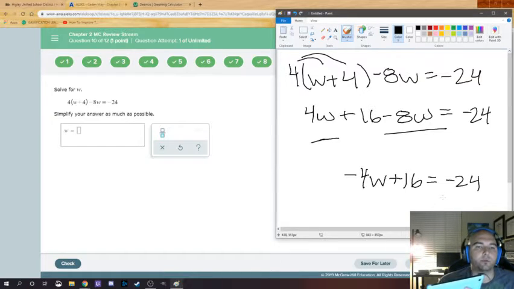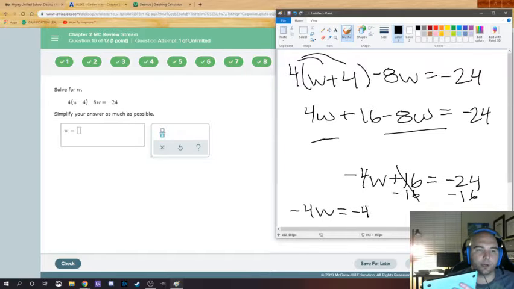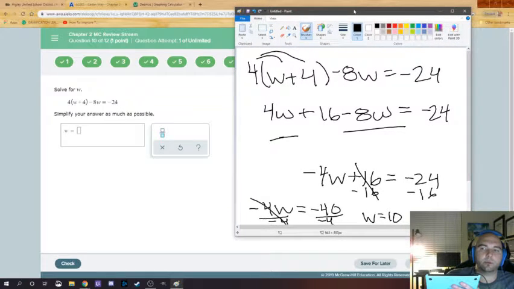Okay, so here's negative 24 on this side, and negative 4w plus 16 on the left. You'll subtract 16. That gives you negative 4w equals negative 40. Divide by negative 4. Sorry, I'm trying to make it fit so that the camera doesn't cut it off. W equals 10. Yes, you couldn't see it in the end. W equals 10.